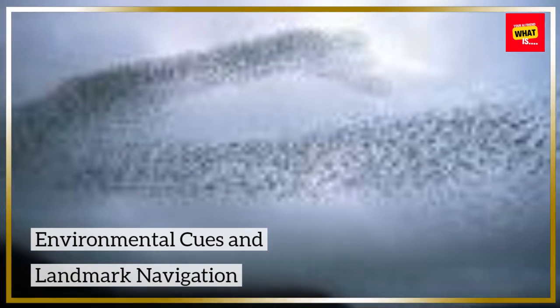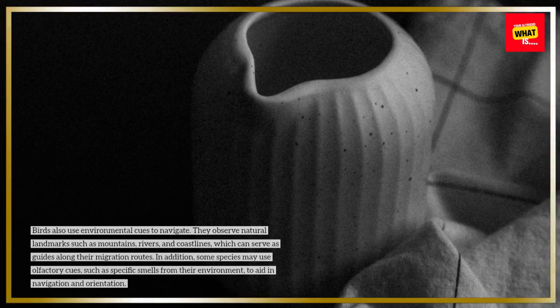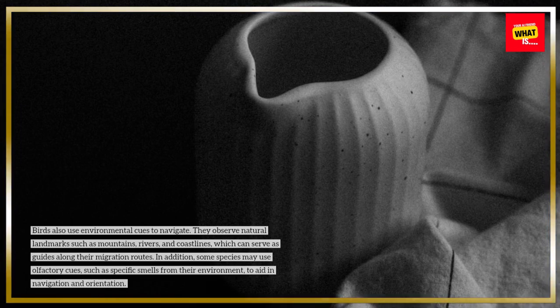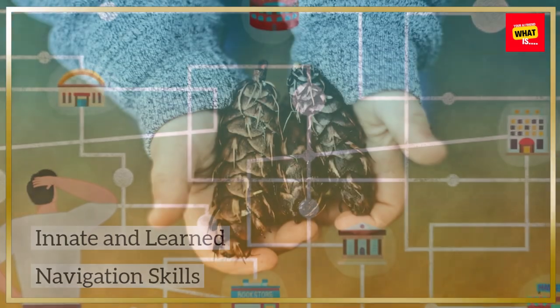Environmental cues and landmark navigation. Birds also use environmental cues to navigate. They observe natural landmarks such as mountains, rivers, and coastlines, which can serve as guides along their migration routes. In addition, some species may use olfactory cues, such as specific smells from their environment, to aid in navigation and orientation.